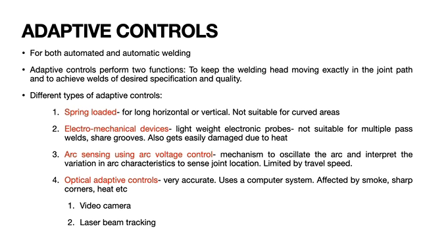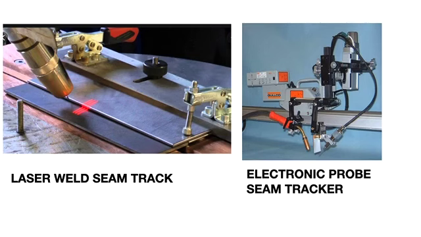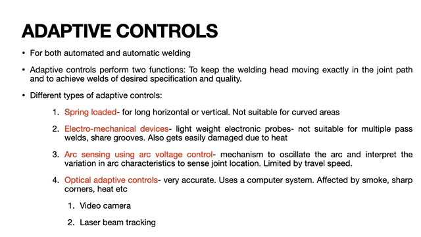A seam tracking unit is an example of an adaptive control. Here the adaptive control performs two functions basically. The first function is to ensure that the welding torch is moving in the desired direction, and the other function is to ensure the quality of the weld produced.